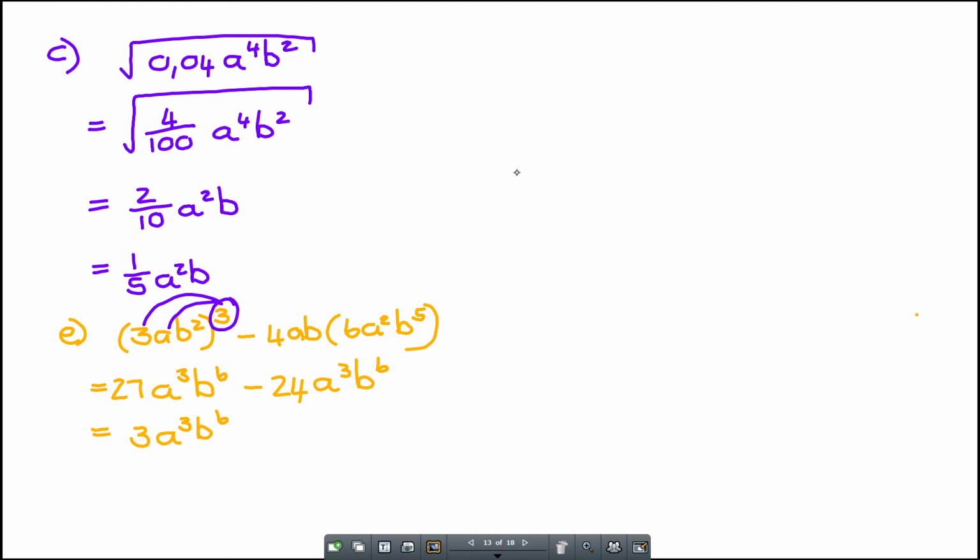Right, then the next one, I just had to multiply into that bracket, but remember not just the 4ab, but minus 4ab had to be multiplied in. So minus 4 times 6 gave me the minus 24. A times a squared gave me a to the power 3. And b times b to the power 5 gave me b to the power 6. Now you will see that the variables are exactly the same. So they are like terms. So I can go and subtract. So 27 of those minus 24 would give me 3a to the power 3, b to the power 6.